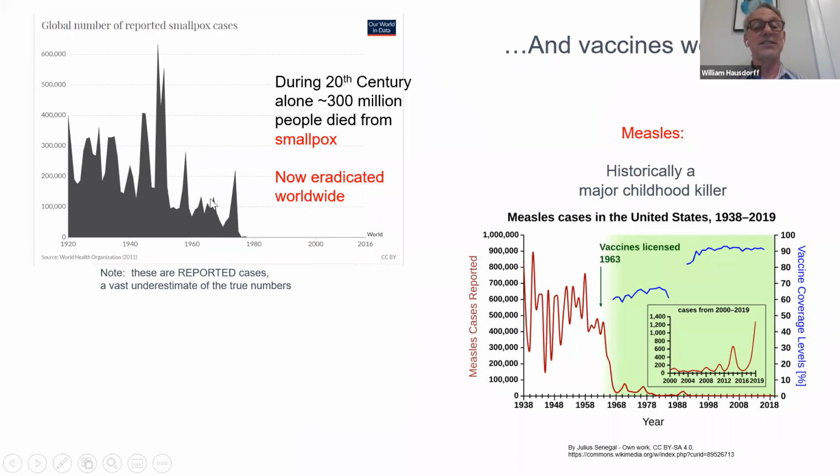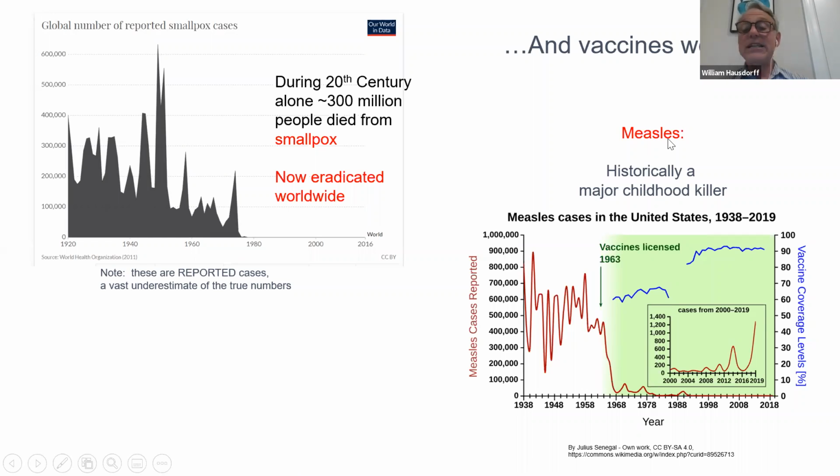These are the number of cases. This was a major killer, 300 million. What did we say so far? 3 million, 2 million in the COVID. This is 300 million people in the 20th century alone died from it, and it's gone. It's been gone since the 70s, and that's because of the vaccine.